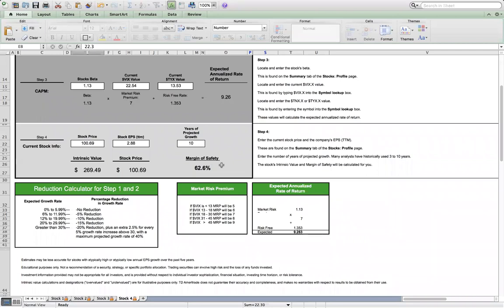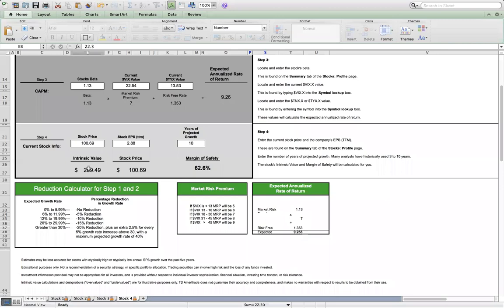So if you were in that range of safety, whether your margin of safety was 25%, 35, 40, 50 or even 60, you're still within that margin of safety that gives you a cushion, so that if you got in and the stock still dropped 20%, you're still okay. Even if it dropped 40%, you'd still have a 22.6% margin of safety. So estimated within the next 10 years, $269.49 would be the value of the stock.